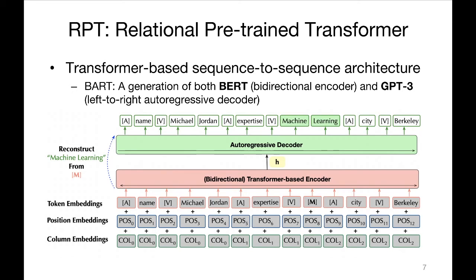We use a transformer-based sequence-to-sequence architecture like BERT, which is a generalization of both BERT and GPT-3. The architecture contains a bidirectional transformer-based encoder and a left-to-right autoregressive decoder, because it has the advantage of learning to predict the corrupted data bidirectionally.